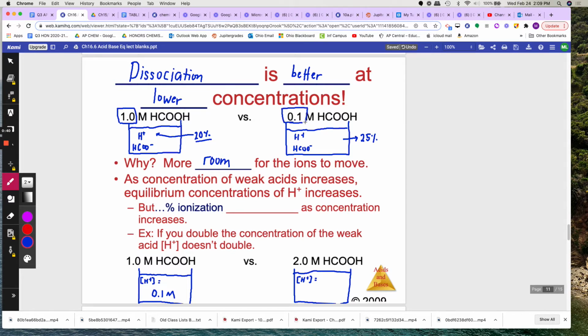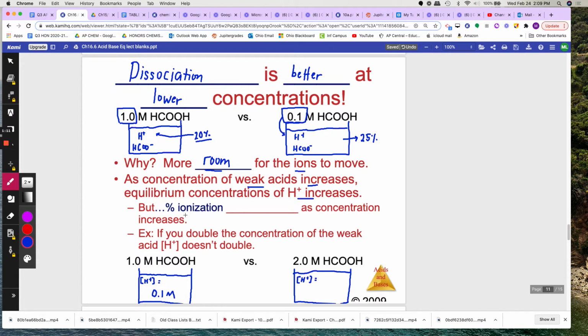The reason for that is, notice this is higher concentration, this is lower concentration. If you have a lower concentration, it dissociates better, so it breaks apart better. And the reason is because there's more room. Less concentrated means more water around to separate the ions, so there is more room for the ions to move.